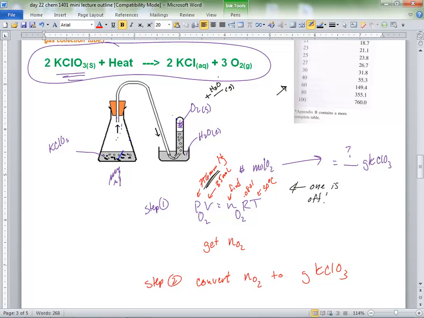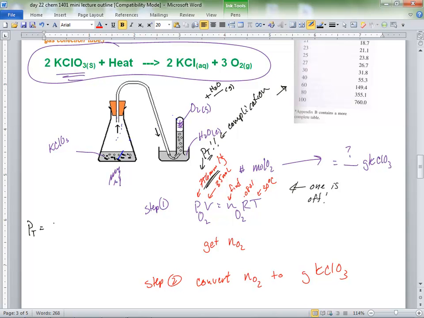Well, but we want just the pressure due to oxygen. We don't want the total pressure. This is total pressure, that's PT. That's the complication. We plugged in the wrong pressure. How do you get the right pressure? Subtract. Good job.